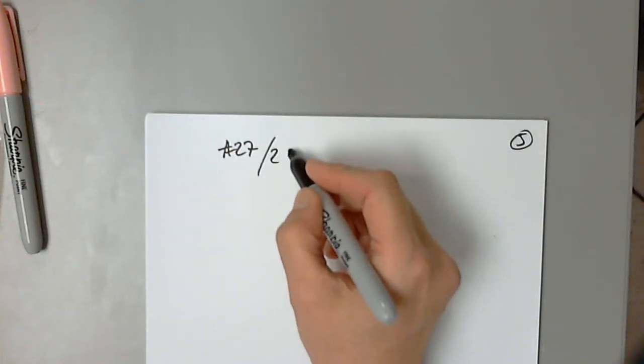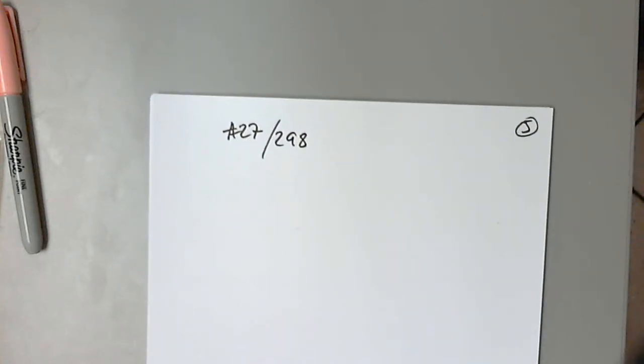On page 298. After that, I would like to look at a function with a slant asymptote. Then I would like to look at a function with a hole in the graph. And then other functions that you may want to choose.